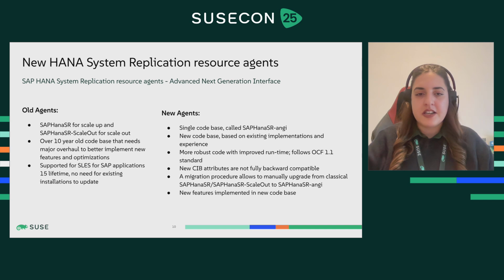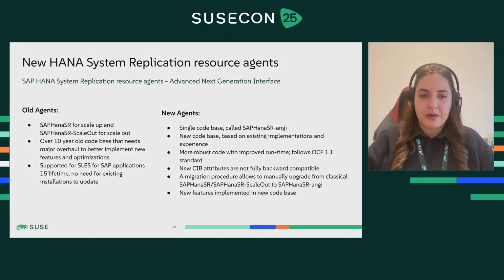A few more details on SAP HANA systems. For the system replication resource agents, we now offer a single code base called SAP HANA System Replication ANGI, a code base based on existing implementations and experience, a migration procedure that allows you to manually upgrade from classical SAP HANA system replication and SAP HANA system replication scale-out to SAP HANA SR ANGI, and some new features implemented in the new code base.